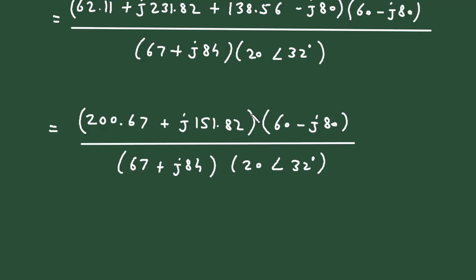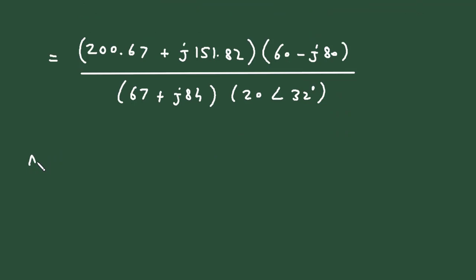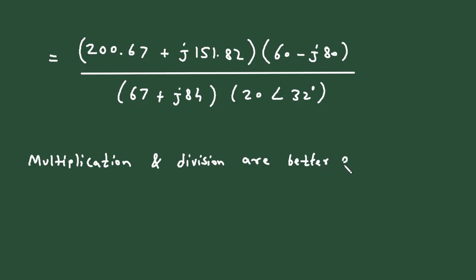Now here we have to multiply this, and we know that multiplication and division are better performed in polar form. Here we can write: multiplication and division are better performed in polar form.